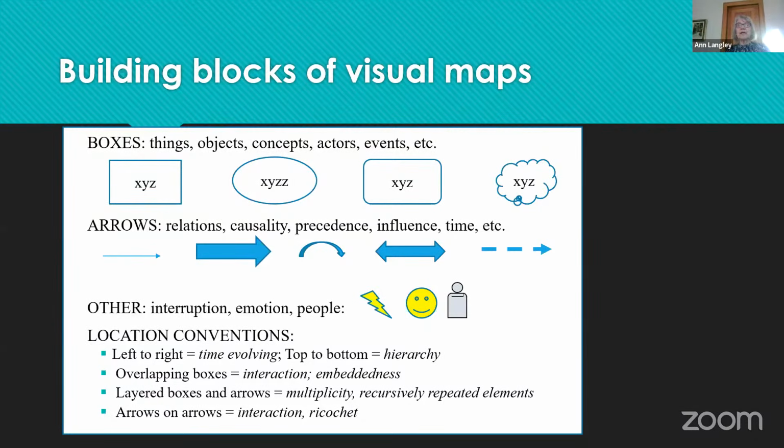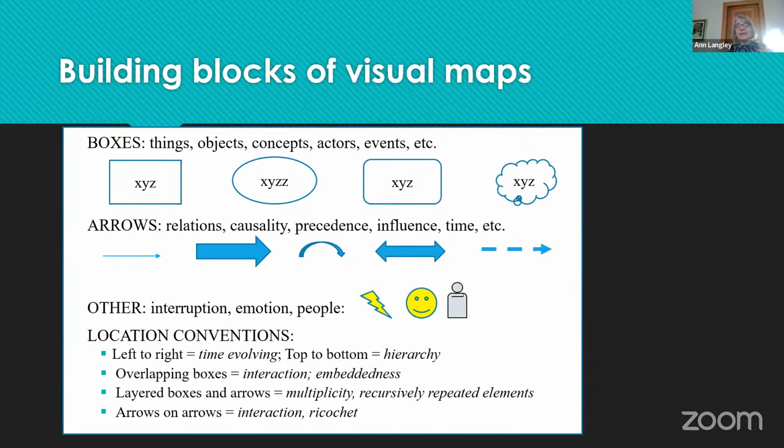Arrows can indicate different things. Particularly for process research, we're going to be using arrows not so much for causality, probably, but more for temporal relations, like precedence. What comes before what in time is something that we're going to be showing with arrows. We can use icons, emoticons, etc. And there are a certain number of conventions.